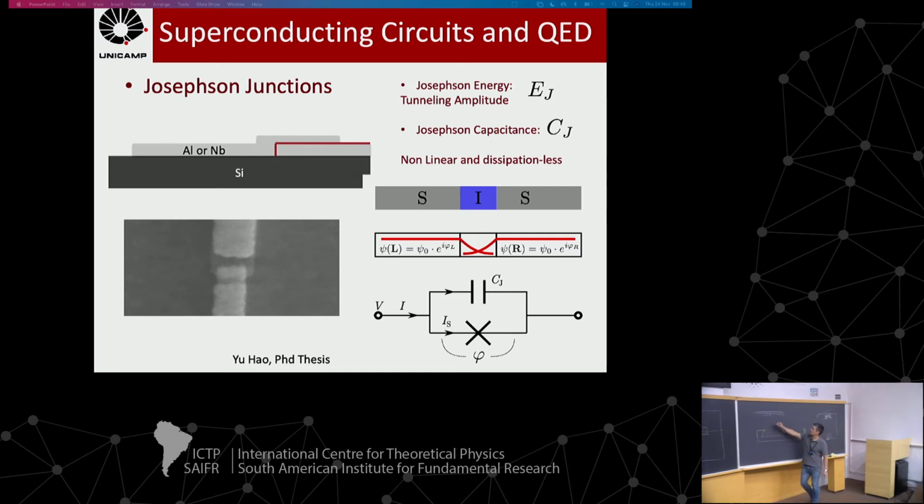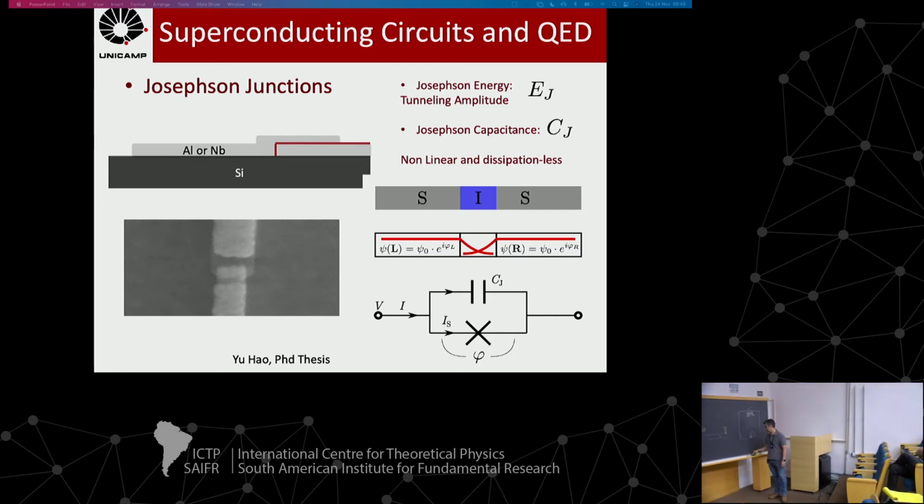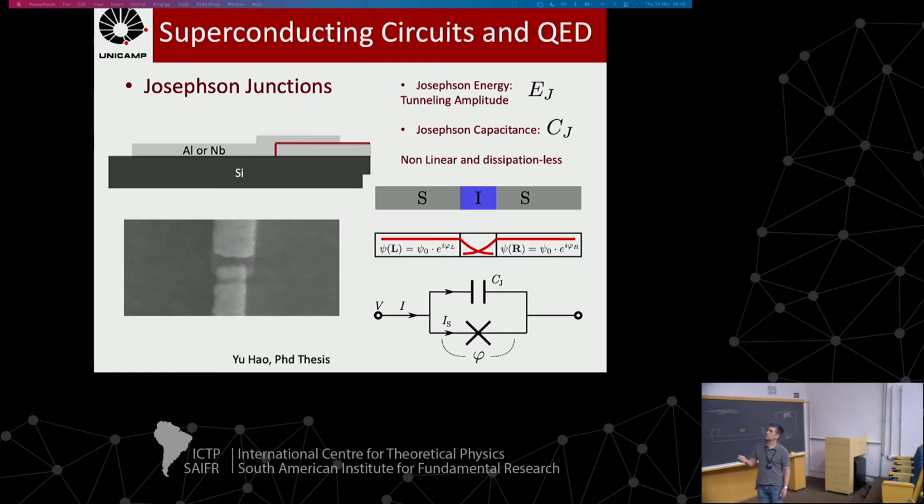So we will have aluminum here, aluminum here, and the barrier here in the middle. Okay. So that's what we have here.